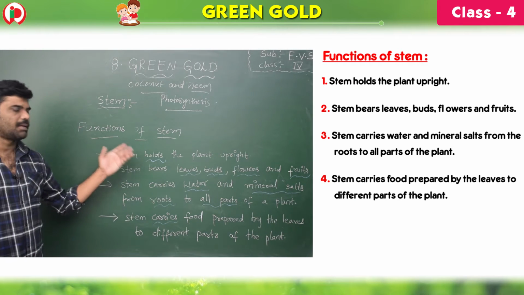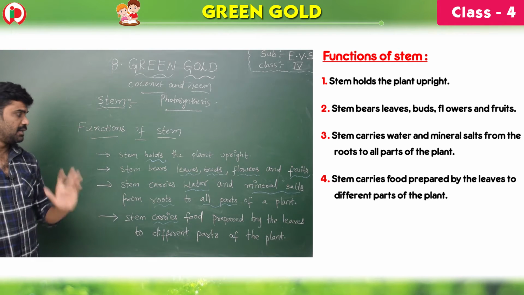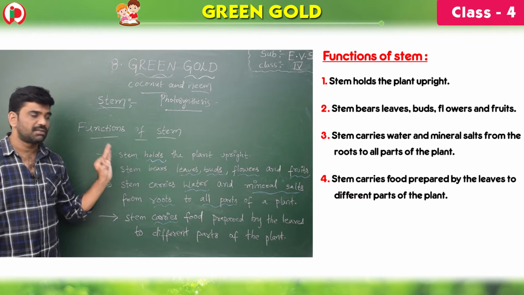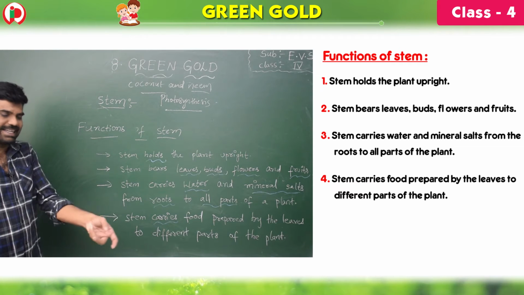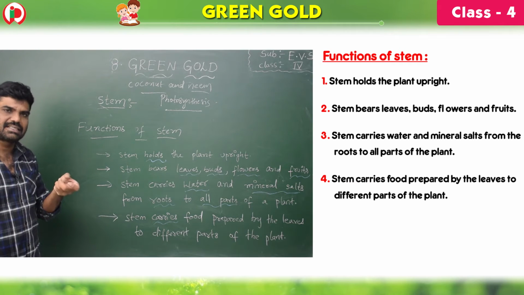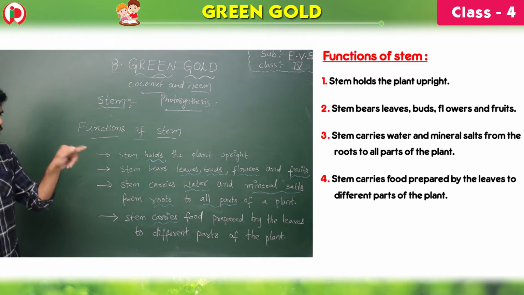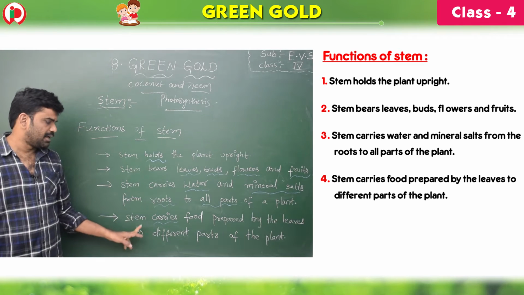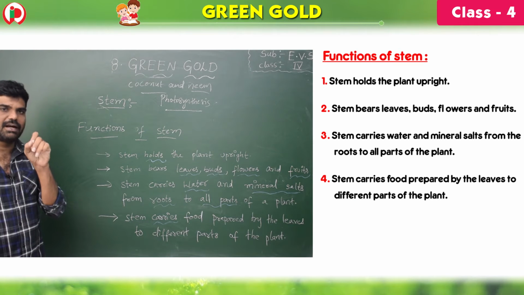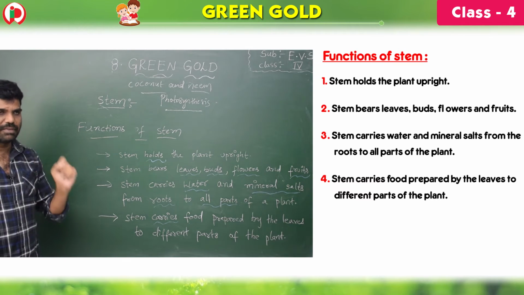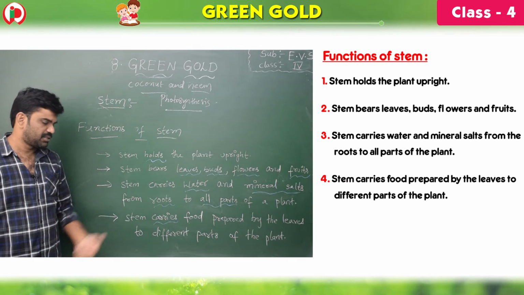So stem holds the plant upright. It keeps the plant upright. It bears leaves, buds, flowers and fruits. Then what other function does it do? It takes water and mineral salts from the roots and supplies them to different parts of a plant. At the same time, children, in which part of the plant is the food prepared? Yes, in the leaves. From the leaves, the food is supplied to different parts of a plant by the stem.